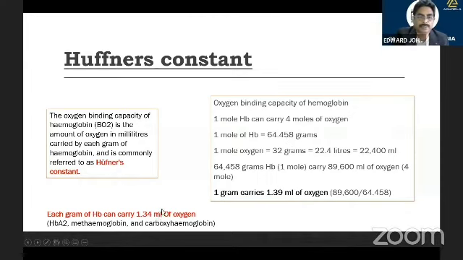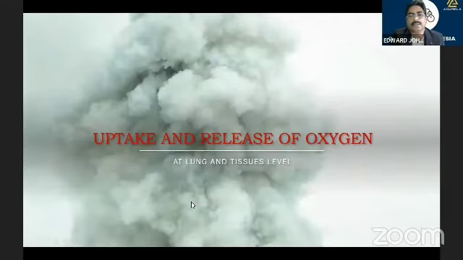But when researchers measured the oxygen capacity of hemoglobin, it comes around 1.34 ml because of the presence of other hemoglobins like hemoglobin A2, methemoglobin and carboxyhemoglobin. Now coming to the uptake and release of oxygen at the lung level and also the tissue level. The oxygen is transported along the plasma and reaches the tissues.